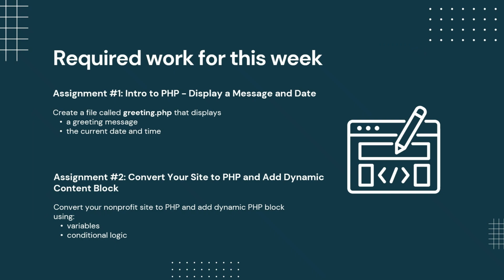Okay, so for this module, you have 2 assignments. Assignment 1 is you're going to create a file called greeting.php that displays a greeting message and the current date and time, very similar to what we've already done here. Okay. The next one is you're going to convert your nonprofit site to PHP and then add a dynamic PHP block using variables and conditional logic. And then what you're going to submit is your working SiteGround URL and then your GitHub repository link.